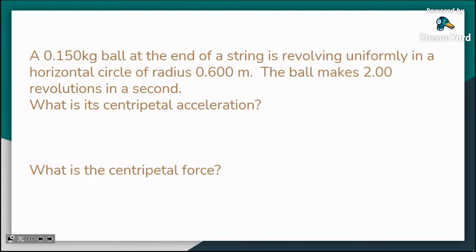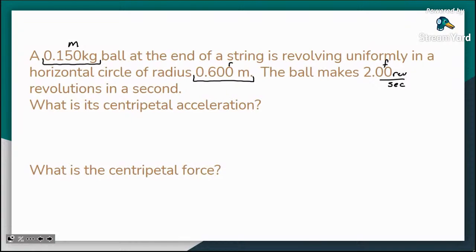So as always, the first thing that we're going to want to do is identify what we're given. So I've got a mass in kilograms, I have a radius in terms of meters, and then the ball makes 2 revolutions in a second. So that's 2 revolutions per second. And since this has units of revolutions per second, that is my frequency. So the first question is, what is its centripetal acceleration?